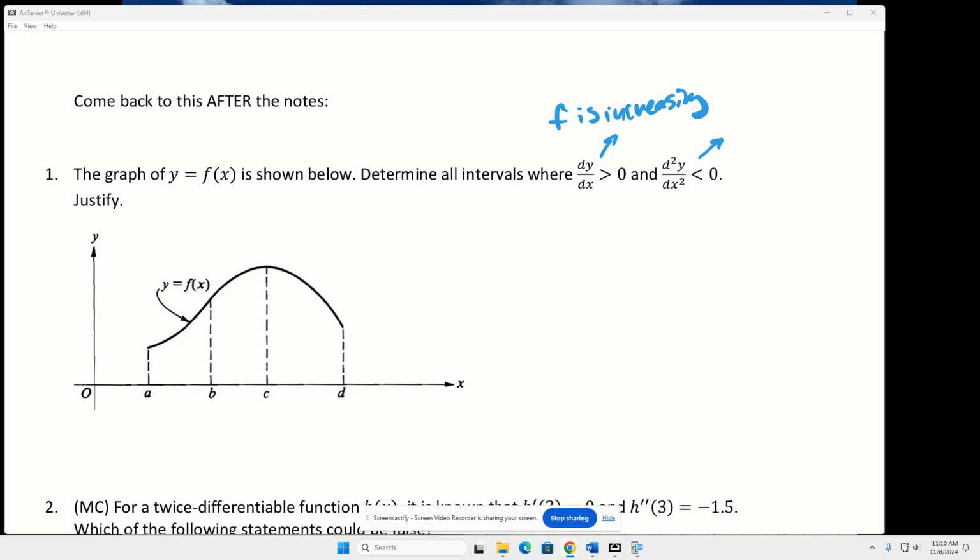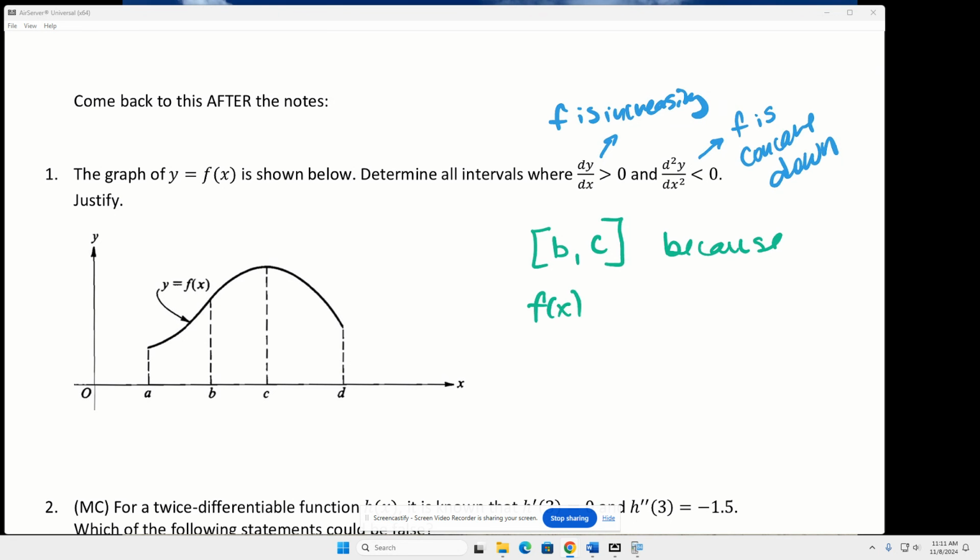The second derivative is negative. What does that mean about the graph of f? Nice job. Okay, so what are the intervals where that happens? Increasing and concave down. Yes, ma'am. It does say to justify. Let's just say because f of x is increasing and concave down.